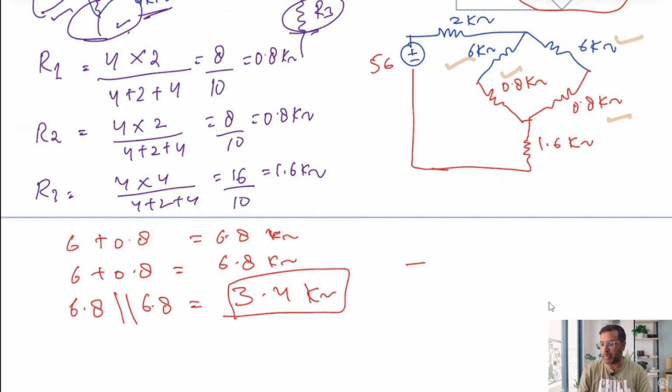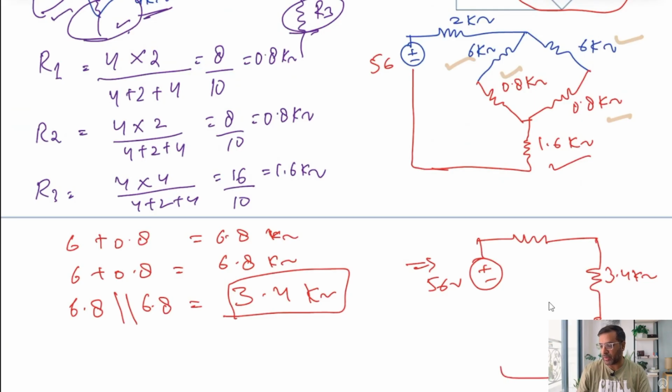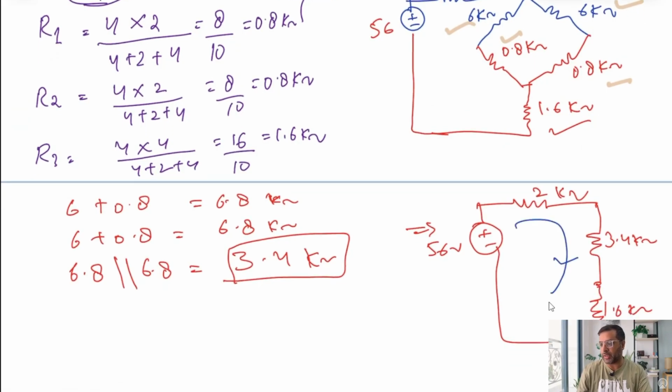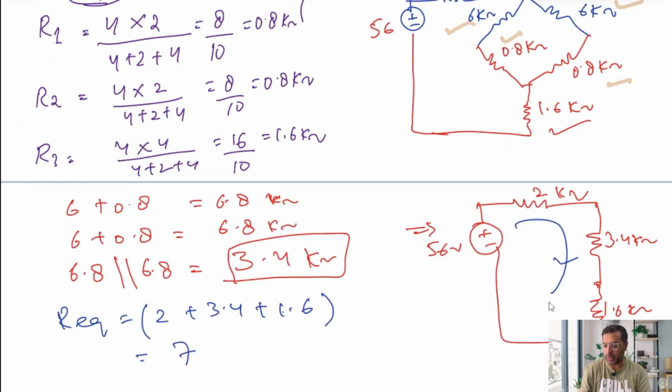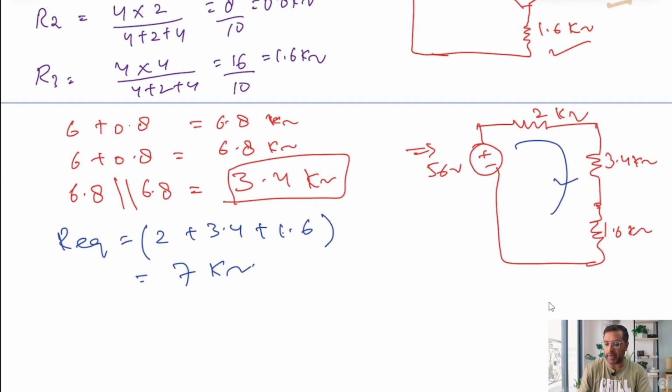And now, what will be my equivalent circuit? If we talk about this 56 volt source and 2 kilo ohm, now this network is 3.4 kilo ohm, and then we have this 1.6 also. So this is 1.6 kilo ohm. So now you can see this question is easy to solve. We just need to find the equivalent resistance now, which is 2 plus 3.4 plus 1.6. So that is 3, 5, 6, and 7. So this is 7 kilo ohm. So that gives us the R equivalent.